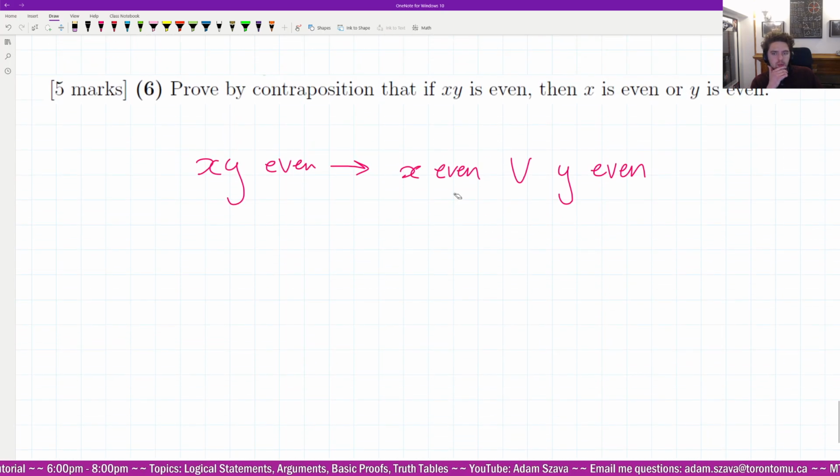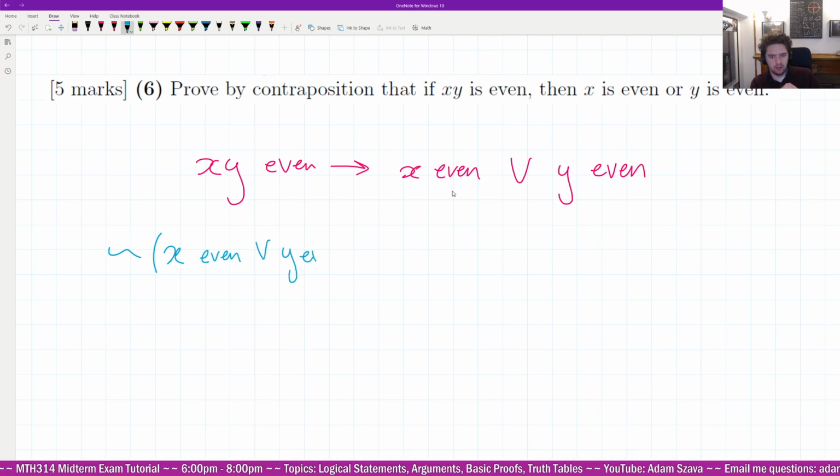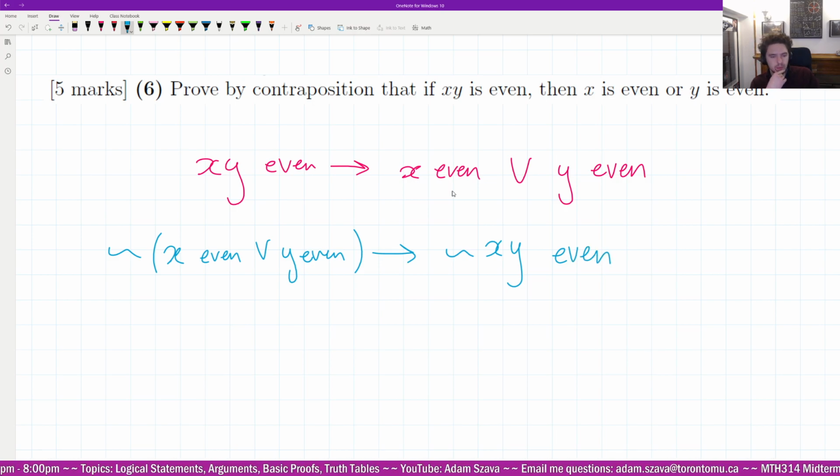Contraposition means contrapositive. X and Y, it doesn't actually say, it should say integers. So xy even implies x even or y even. Contraposition is just flipping it around, right? You negate both of them. So not (x is even or y is even) implies xy is not even.